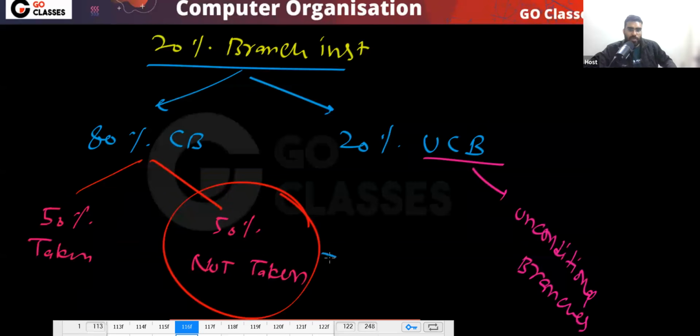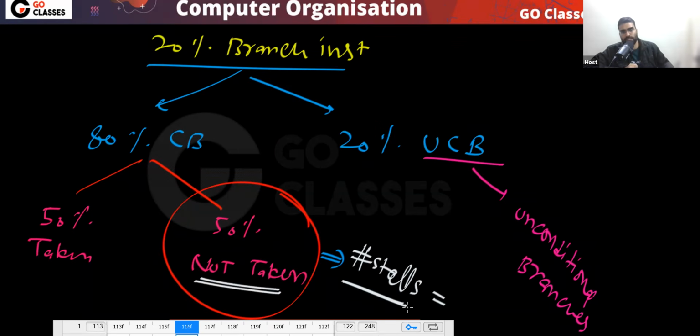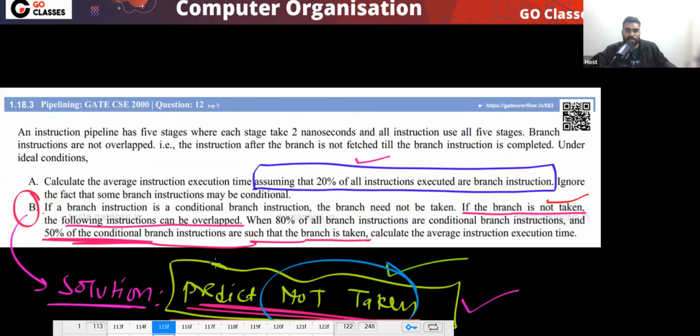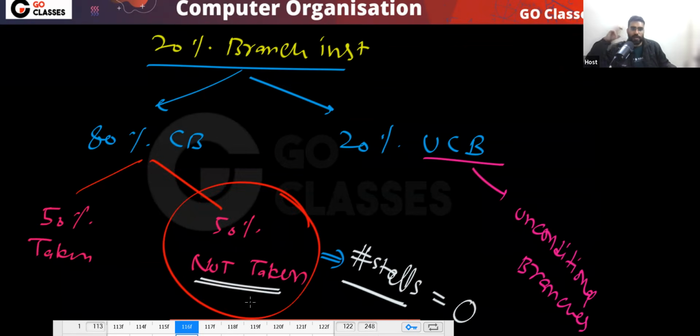How many stalls do we need here? 0. There is no extra stall, because your prediction is not taken. You are making the prediction that it will not be taken, and it is not taken. Your prediction is the same, so the number of stalls will be 0.